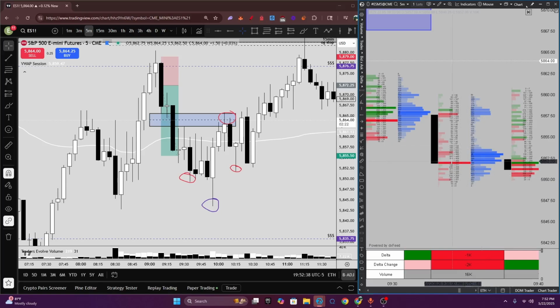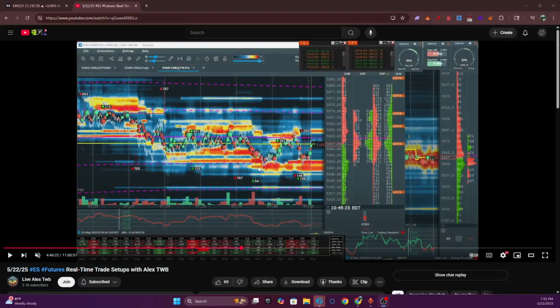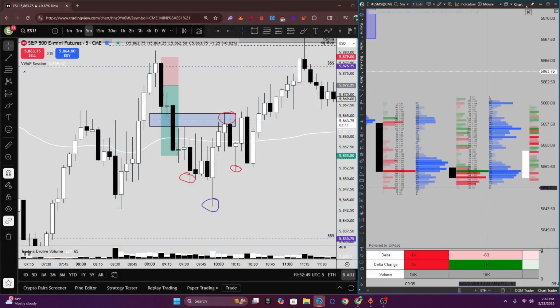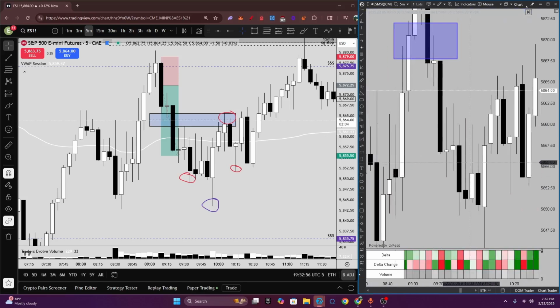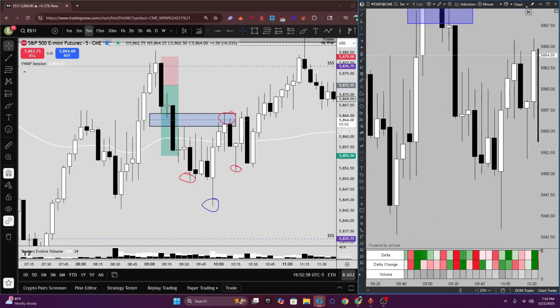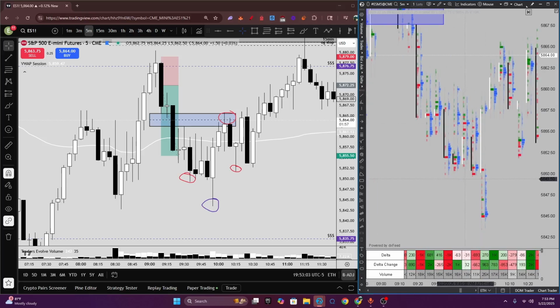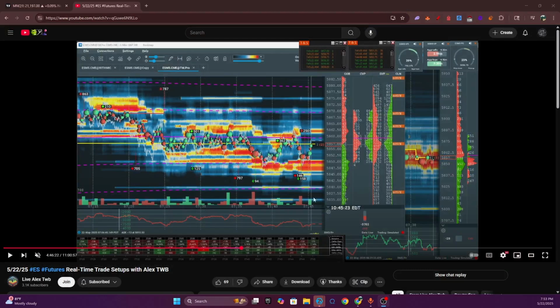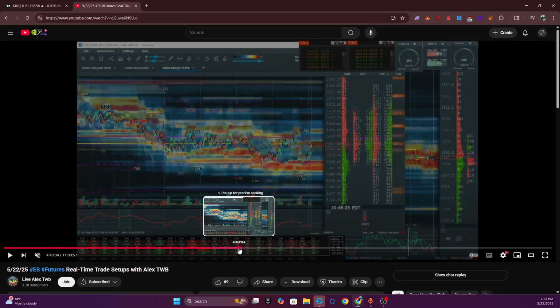There's lots of volume here, lots of selling here, but price is unable to break through that level. Passive buyers are defending this area, even here as well. And buyers start to introduce themselves, so price starts to pop. Price starts to pop, yeah. And price makes a pretty good move towards the upside.